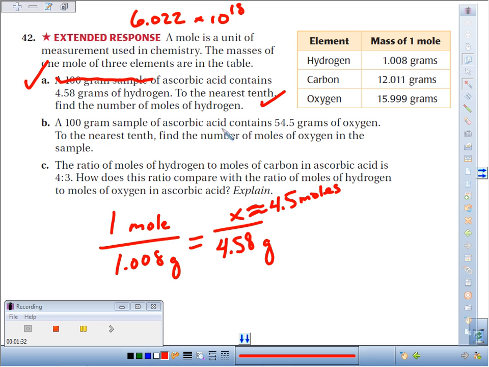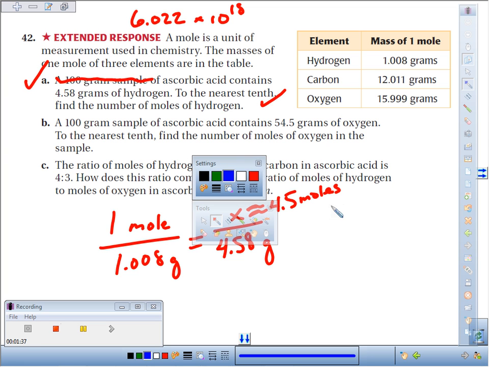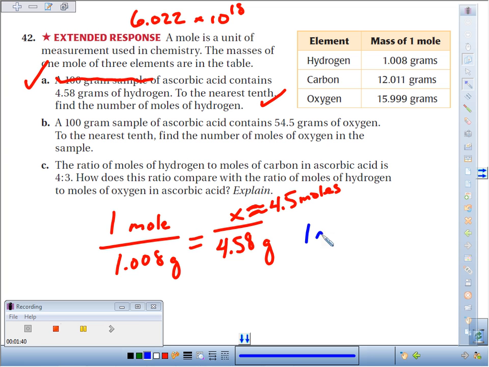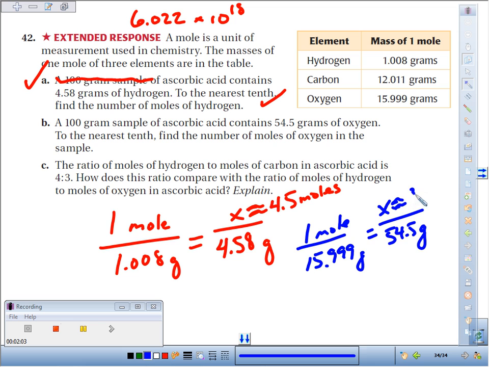Part B, a 100-gram sample of ascorbic acid contains 54.5 grams of oxygen. Find the number of moles of oxygen. So for oxygen, I have 1 mole weighs 15.999 grams. In my sample, I have 54.5 grams of oxygen. How many moles is that? Well, just cross multiply and divide. 54.5 times 1 divided by 15.999. And to the nearest tenth, we're looking at about 3.4 moles.